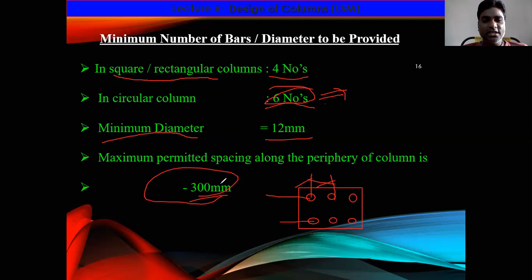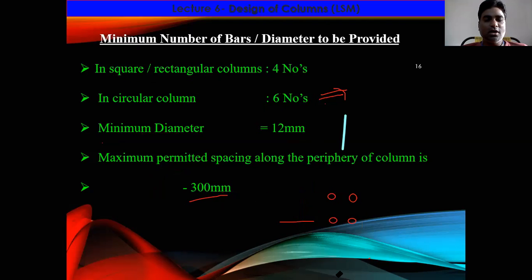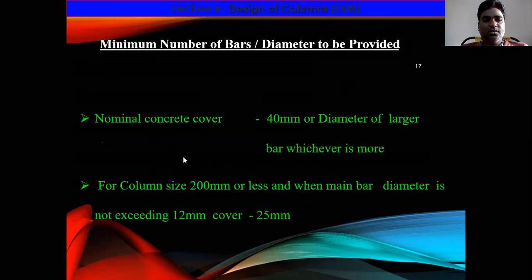Right? So while designing, you need to follow these guidelines. You need to remember these guidelines, right? You need to follow them. So this is about the longitudinal reinforcement. Next, coming to the minimum number of bars and diameters to be provided.